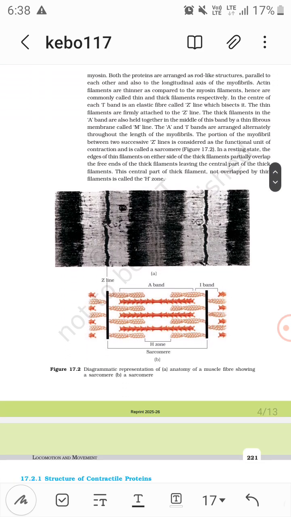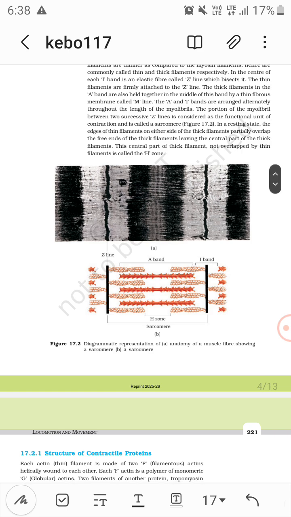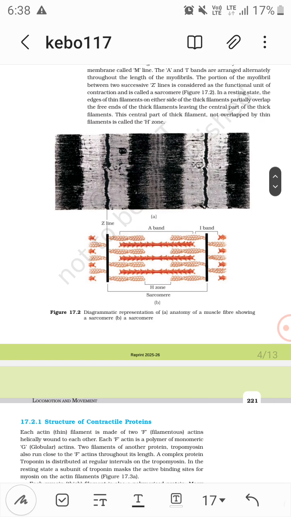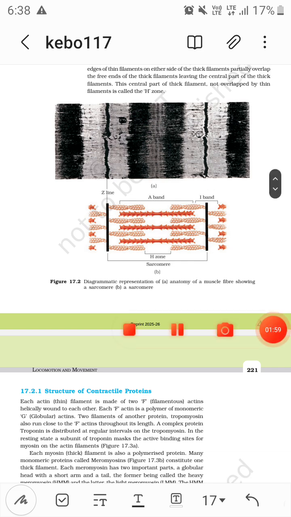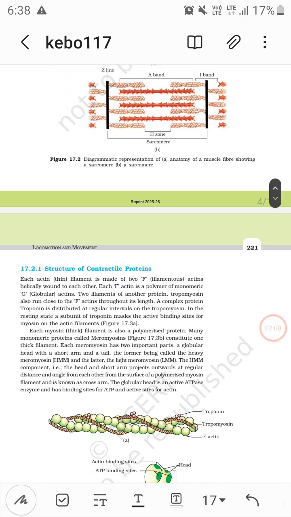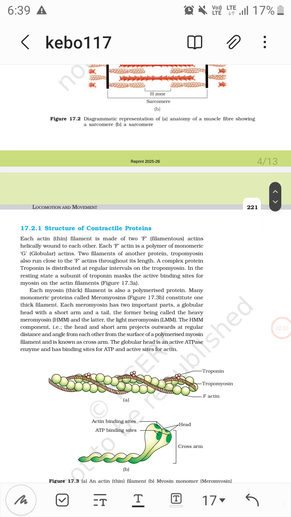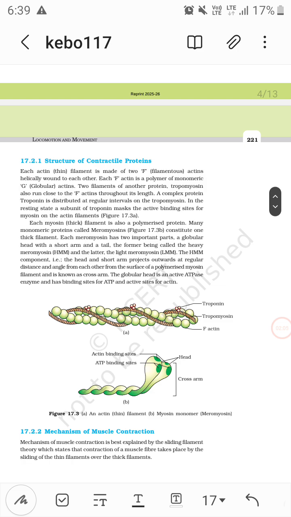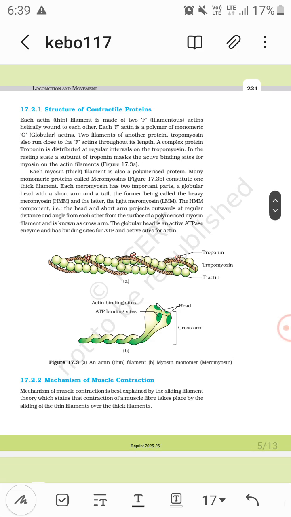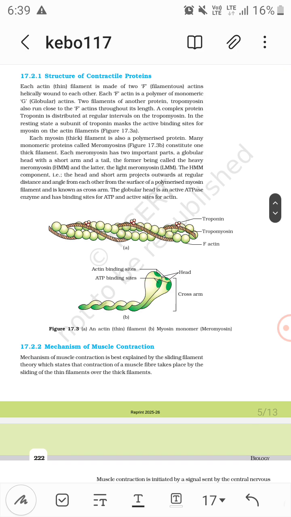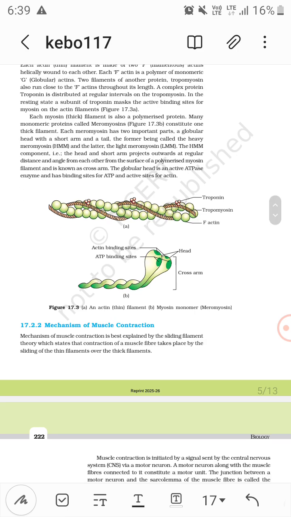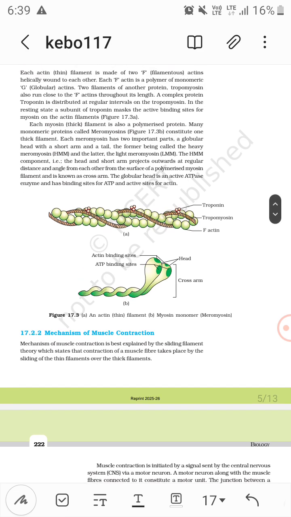There is the H zone, the central part of the myosin, that is not overlapped by the actin filament. And then there is the A band. Going to the structure of the contractile proteins, these are myosin and actin, with troponin, tropomyosin, and F actin. And then there is myosin. The myosin has a head, a cross arm, LMM and HMM. Now actin binding sites and ATP binding sites are present on the head of the myosin.